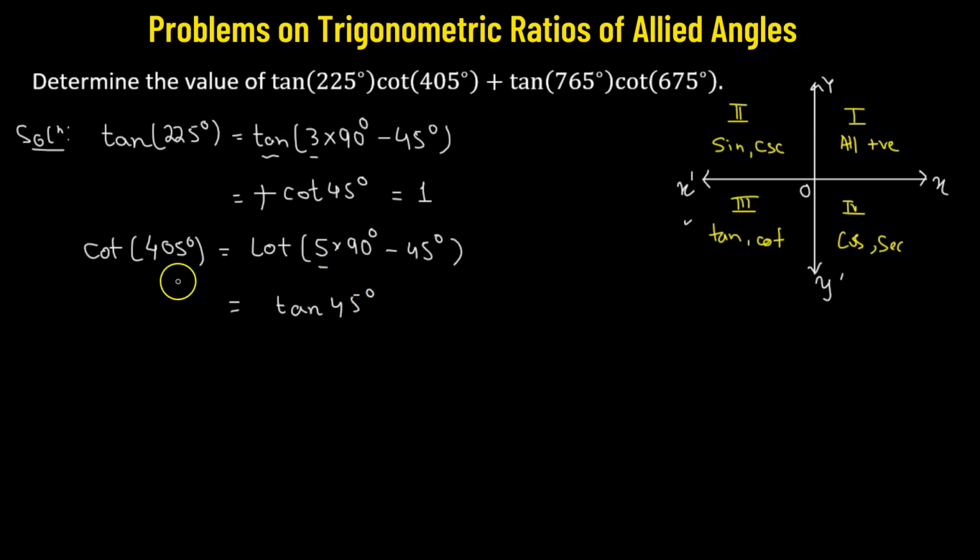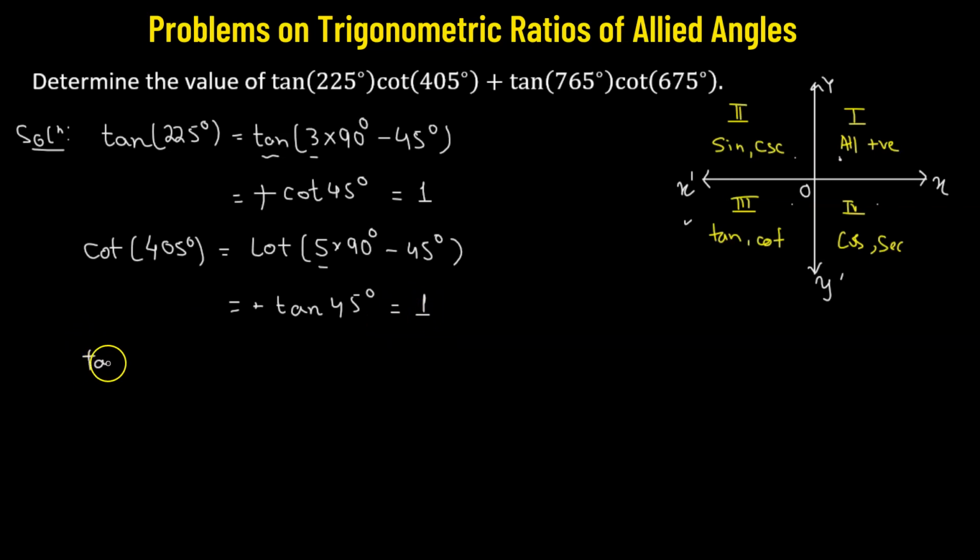Let's also check in which quadrant 405 degrees lies. So we have 5 times 90. 5 means 1, 2, 3, 4, 5. So we are in the 1st quadrant. The 5th quadrant corresponds to the 1st quadrant. And we are also subtracting 45 degrees from it. But again, 45 degrees is less than 90 degrees, so we're still going to be in the 1st quadrant. And in the 1st quadrant, all trig functions are positive. So we have positive tangent of 45 degrees. This corresponds to a value of 1.